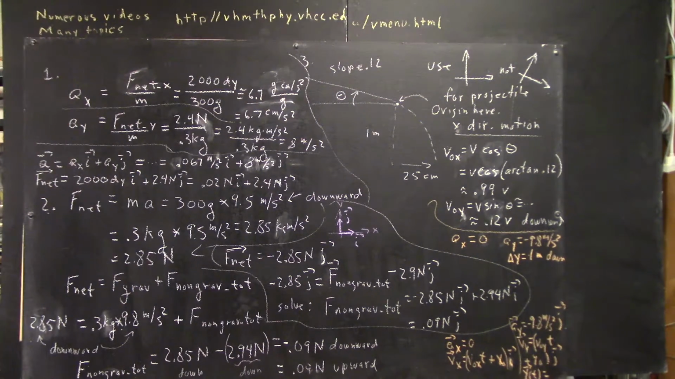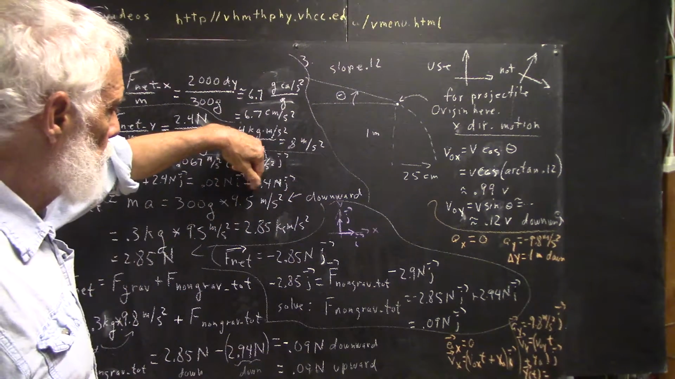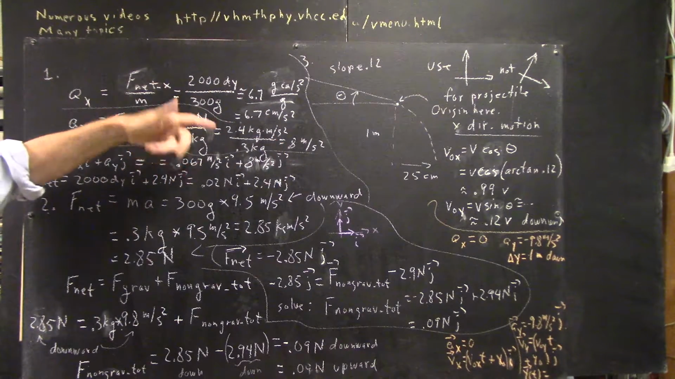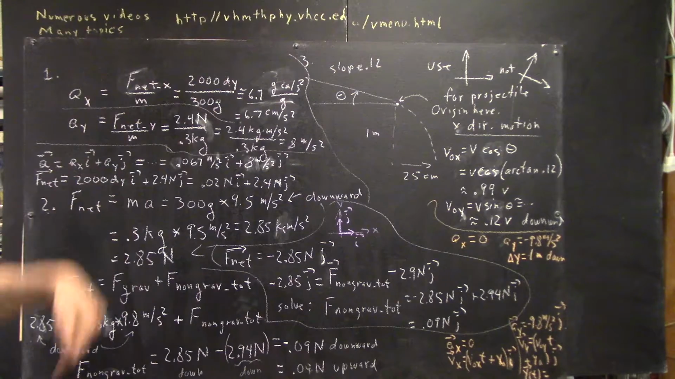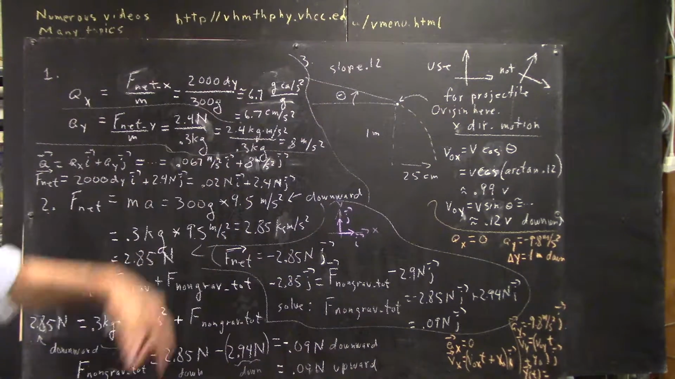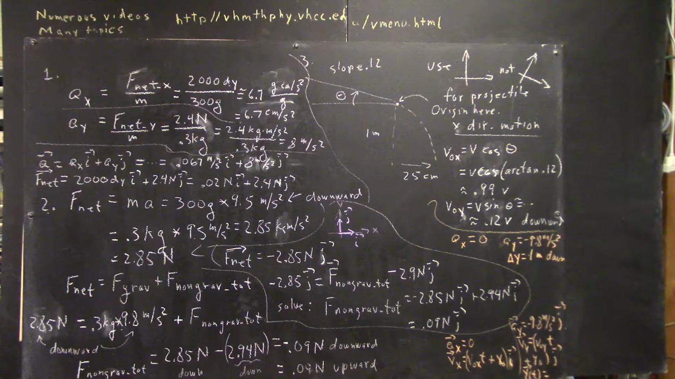Okay, in the next situation, we're given that an object is accelerating downward at 9.5 meters per second squared. There's no reason to have changed the mass, so we'll call it a 300-gram object. Maybe it's the same object under different circumstances. Now, that's pretty close to 9.8 meters per second squared, and it's accelerating downward at this rate.